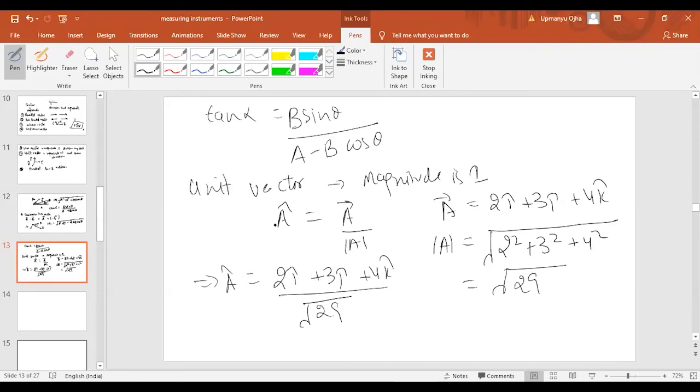Now, we have discussed that the unit vector along the x-axis is given by i cap. So i cap represents unit vector along x-axis, j cap represents unit vector along y-axis, and k cap represents unit vector along the z-axis. Okay, fine.